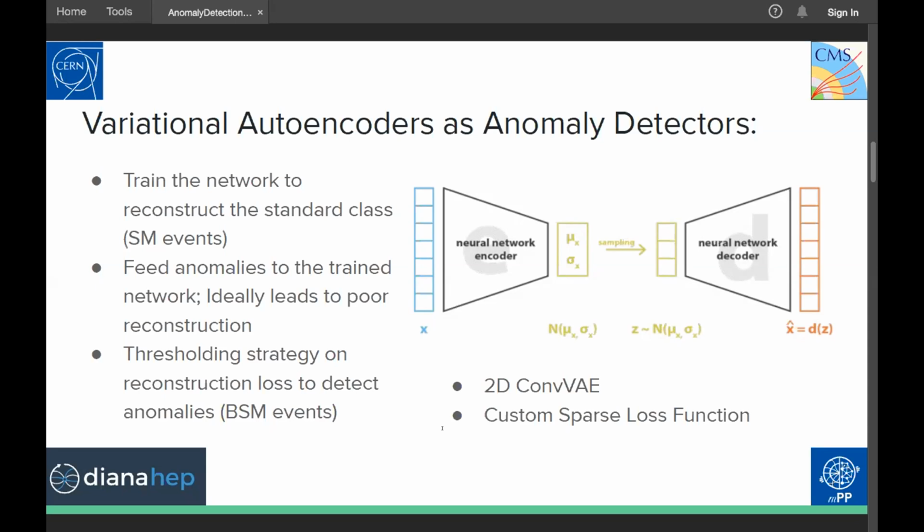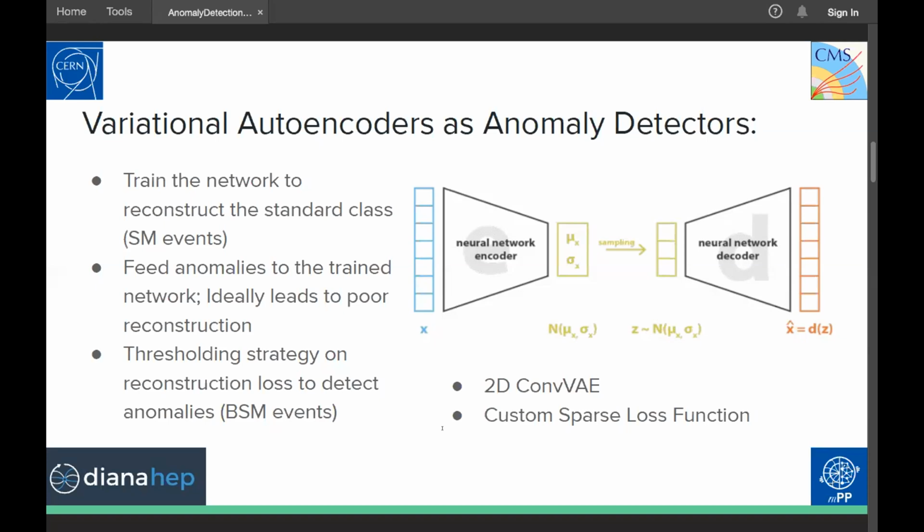The idea here is to train the VAE to reconstruct a single class of events, in our case, the SM standard model events. With the VAE trained to reconstruct background or SM events pretty well, when we feed in an anomaly, or anything that does not correspond to an SM event, the reconstruction is ideally going to be quite poor. So going with a thresholding strategy on the reconstruction loss should help us detect anomalies, which potentially could be BSM events. The better way to put it would be that any event that has a reconstruction loss higher than the set threshold is not an SM event, and it could be probed further to see if it corresponds to any known BSM events.